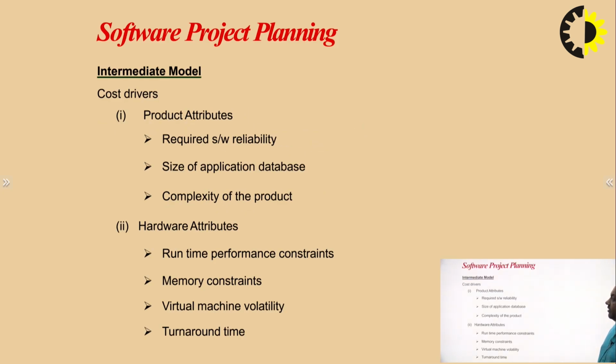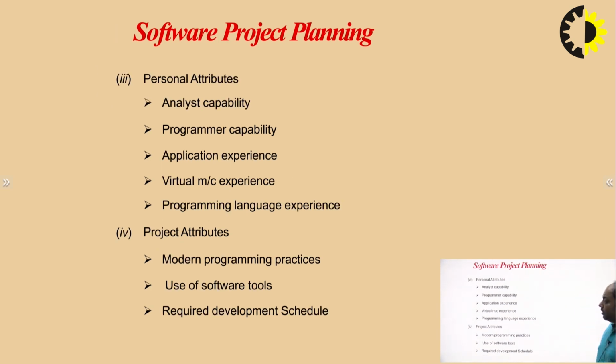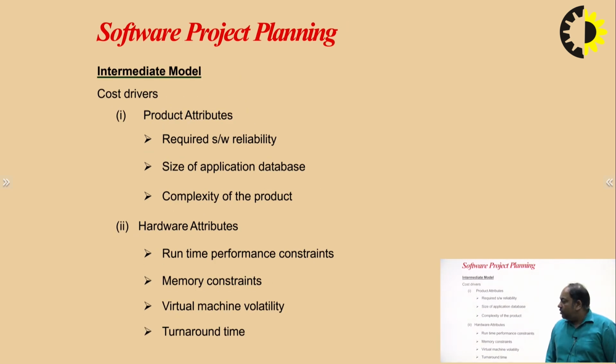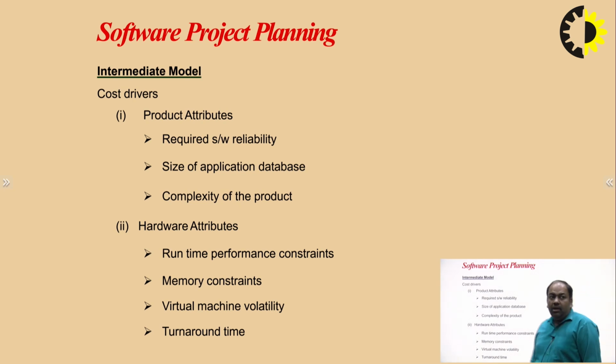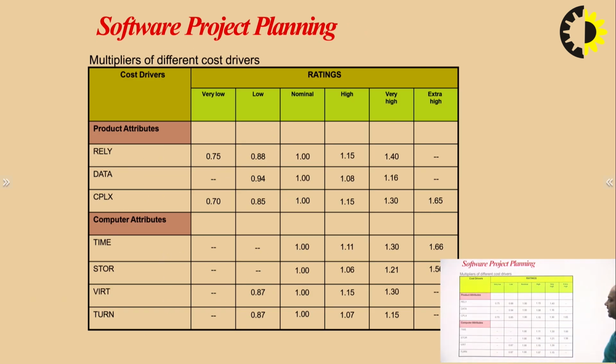Now we next come to the intermediate model. In the intermediate model, there are cost drivers. In cost drivers, there are 4 types of attributes: product attributes, hardware attributes, personnel attributes, and project attributes. On the basis of these attributes, we define the values for each attribute, which are described in this table, and based on the rating, it is divided into 6 levels: very low, low, nominal, high, very high and extra high.